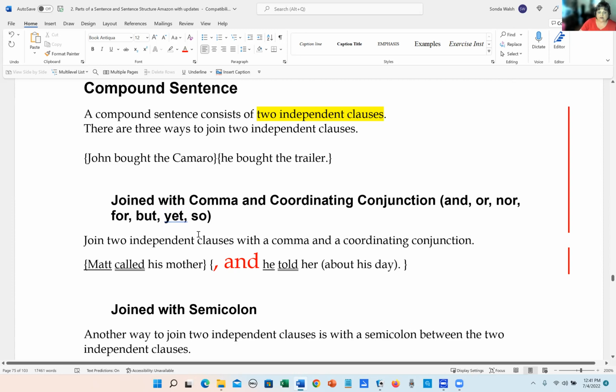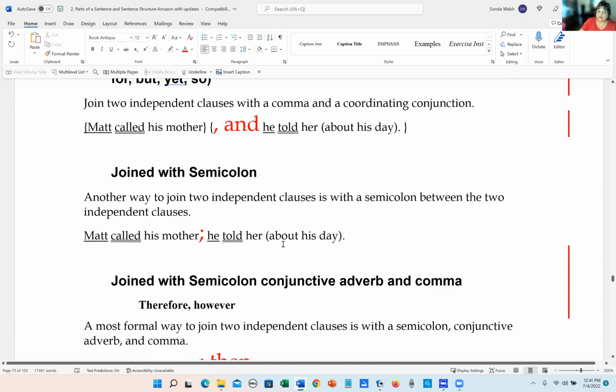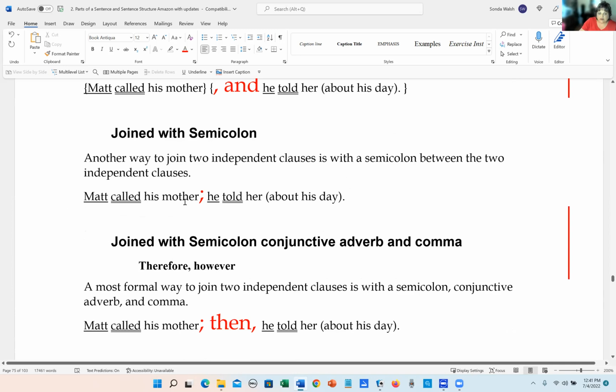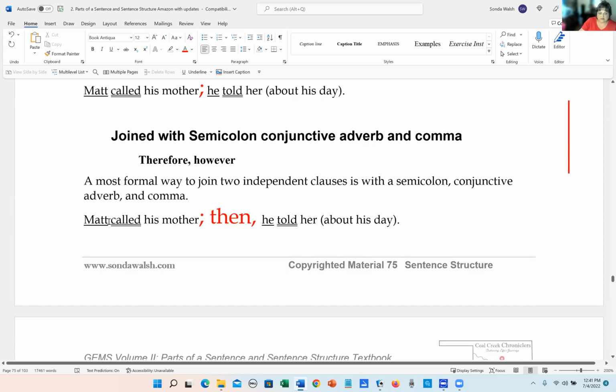Okay, let's go. So you can join with a comma and a coordinating conjunction: and, or, nor, for, but, yet, and so. So you use independent clause, comma, coordinating conjunction, independent clause, or independent clause, semicolon, independent clause, or the semicolon, conjunctive adverb, comma. So independent clause, semicolon, conjunctive adverb, comma, independent clause.